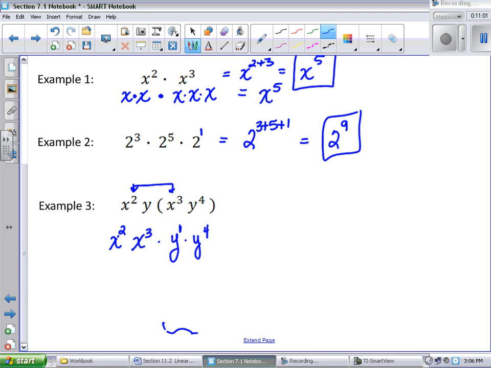X squared times x cubed. We already saw earlier, if I add my exponents, 2 plus 3 makes it x to the 5. Y to the 1 times y to the 4, 1 plus 4, gives me y to the fifth. And I have simplified my exponential expressions by combining the expressions that had like bases. Just like we did like terms earlier, we want to make sure that we're only adding exponents on bases that are the same.